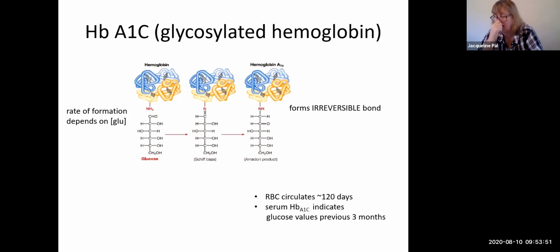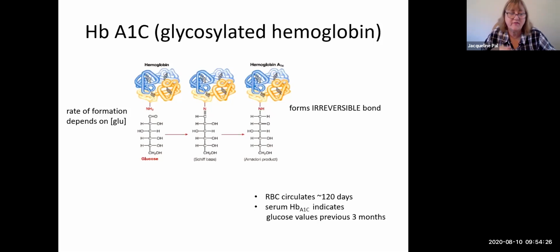It is always there. Now we know that this hemoglobin will circulate in the blood for about 120 days. So 1/120th, less than 1% of the blood is new blood from that day, and less than 1% has been around for 120 days. And so these serum hemoglobin A1C levels indicate what has been happening to the glucose values in your blood for the previous 120 days or 3 months.